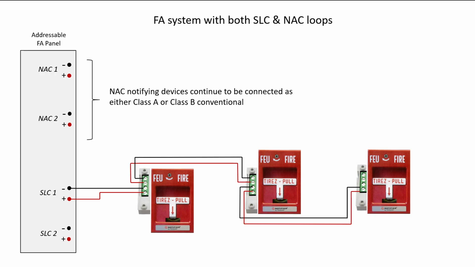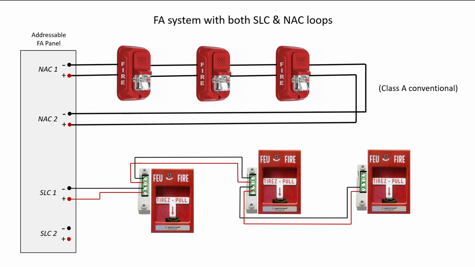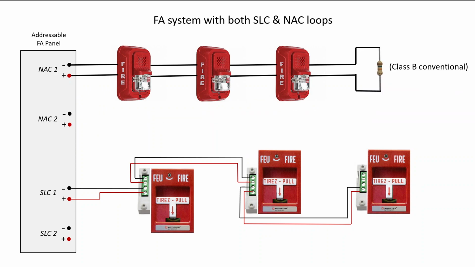So here's our addressable fire alarm panel, and there are NAC notifying devices or terminals at the top. These can be connected as either Class A conventional or Class B, and the NAC terminals, as we saw in the conventional, will still flip polarity when an alarm condition occurs due to initiation from one of the SLC devices. So here's NAC devices that are Class A, and here's NAC devices that are Class B.